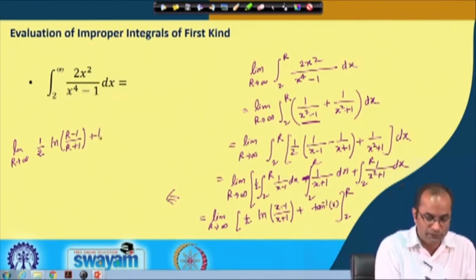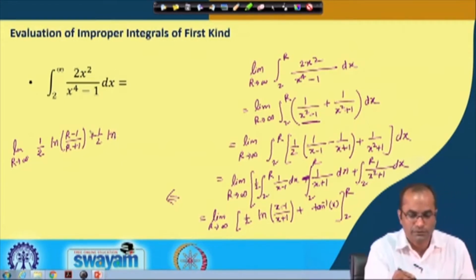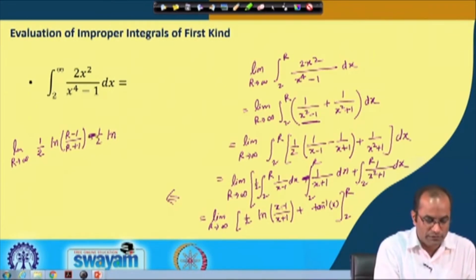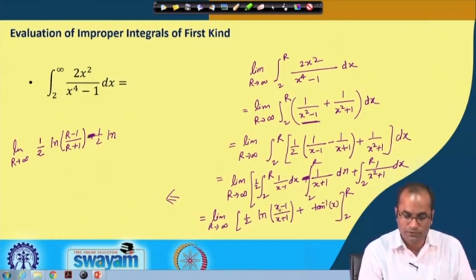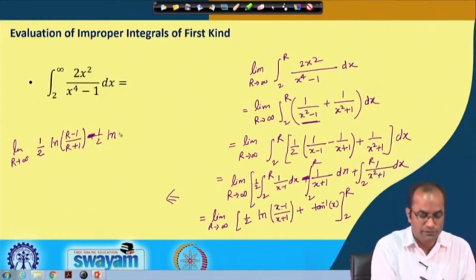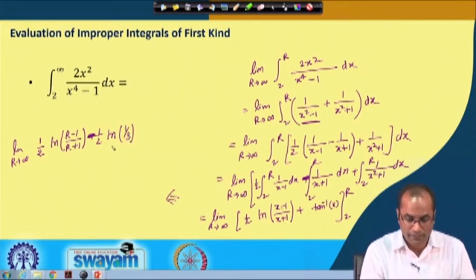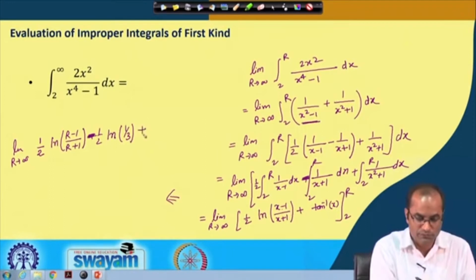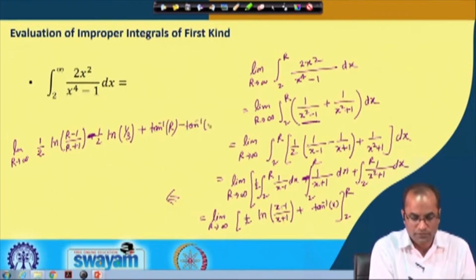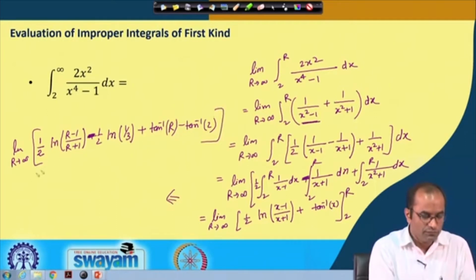So, we have 1 by 2 and this ln, with a minus sign because of the lower limit. So, minus half ln of 1 by 3, and then we have tan inverse r minus tan inverse 2. And everything has this limit r to infinity.